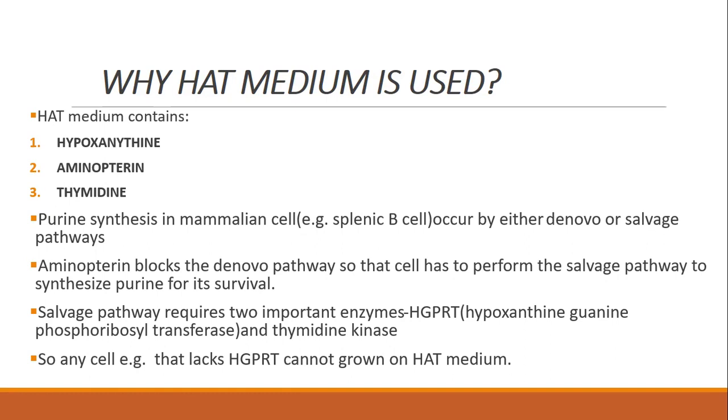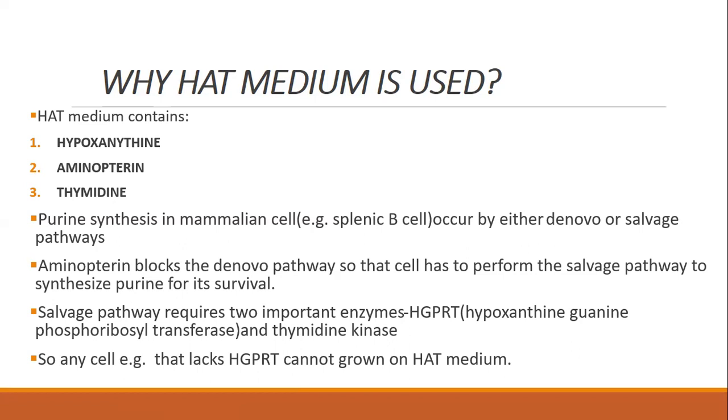Now, that salvage pathway requires two very important enzymes. One is HGPRT, which is known as hypoxanthine guanine phosphoribosyl transferase, and the other is thymidine kinase. These two enzymes are very necessary for the salvage pathway. So any cell that lacks HGPRT or thymidine kinase cannot grow on a HAT medium. It will not grow, it will eventually die.